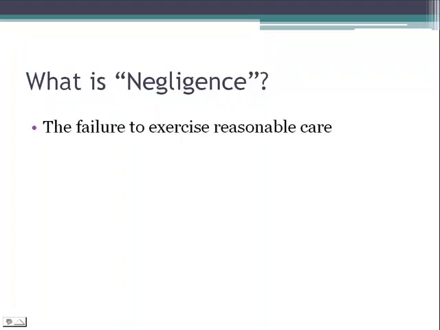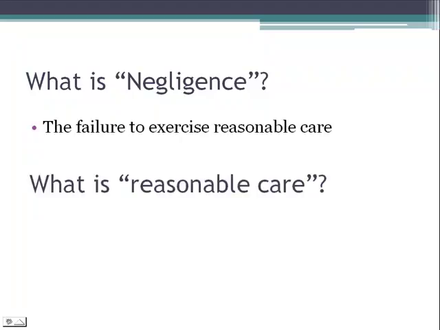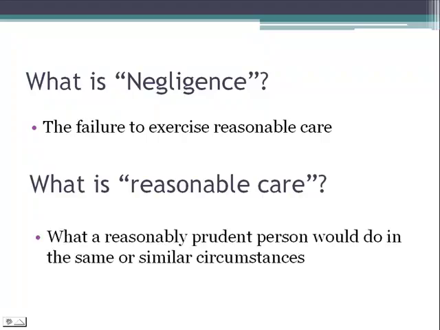I always hate when they follow definitions with definitions, but that's how they do it in this case. And reasonable care is what a reasonably prudent person would do in the same or similar circumstances. It's not very coherent. It doesn't clarify anything. But what judges have done is they define what they consider to be a reasonably prudent person, and if you didn't act in that same manner, then it's considered negligence.